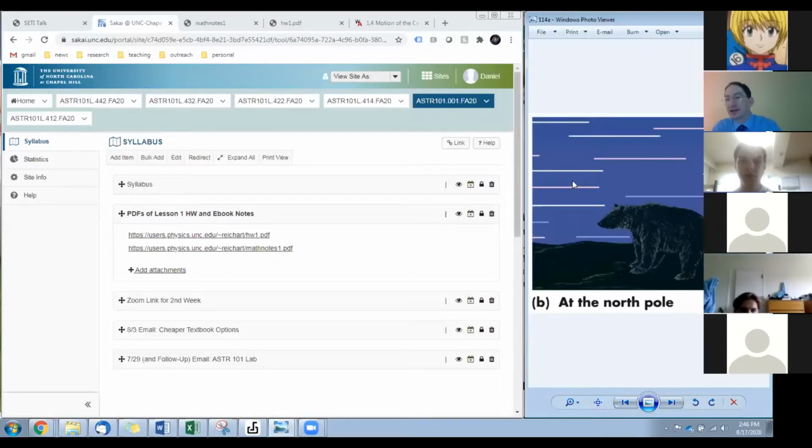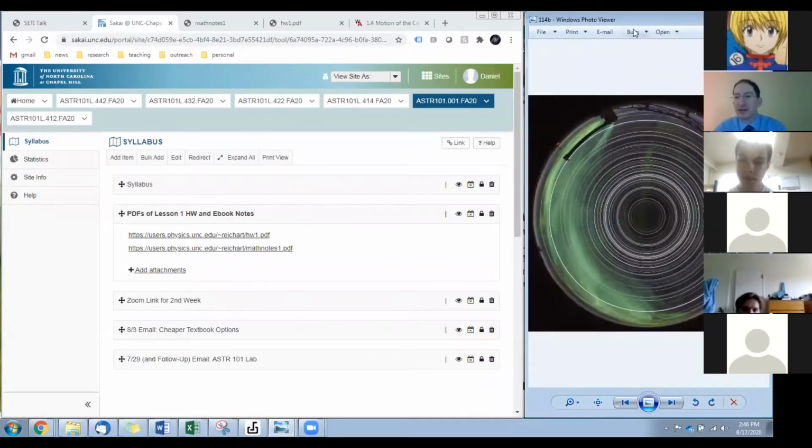So here's a figure from the textbook. We know we're at the North Pole because of the polar bear. If we look off towards the horizon, the stars will be going horizontally, not rising or setting. Everything is going in a circle around that point. Since that point's directly overhead, everything's going around in the plane. Okay, and here's a nice figure that illustrates this.